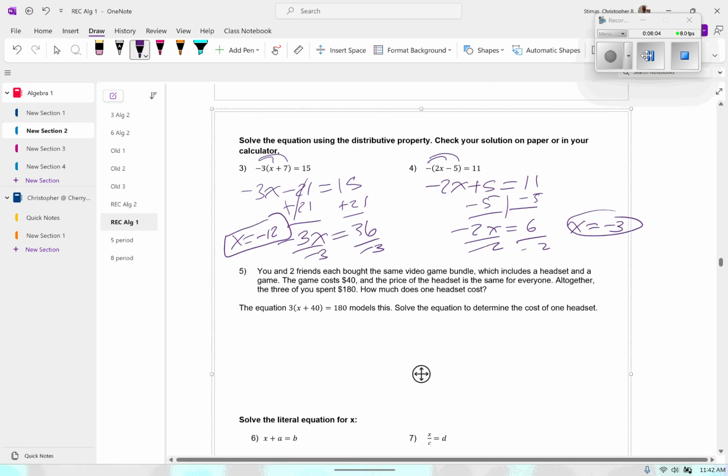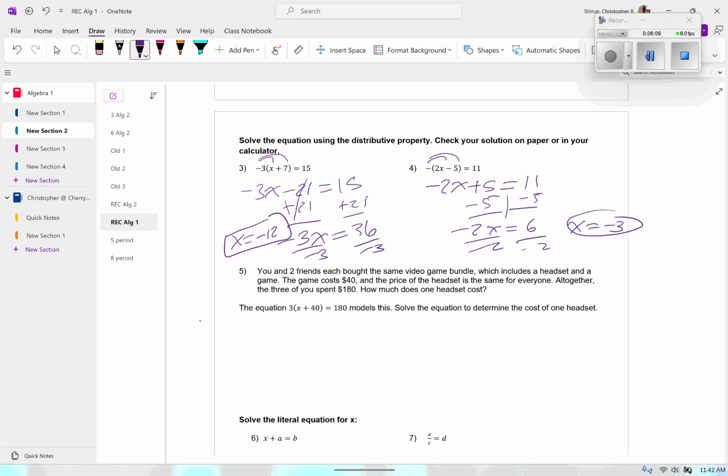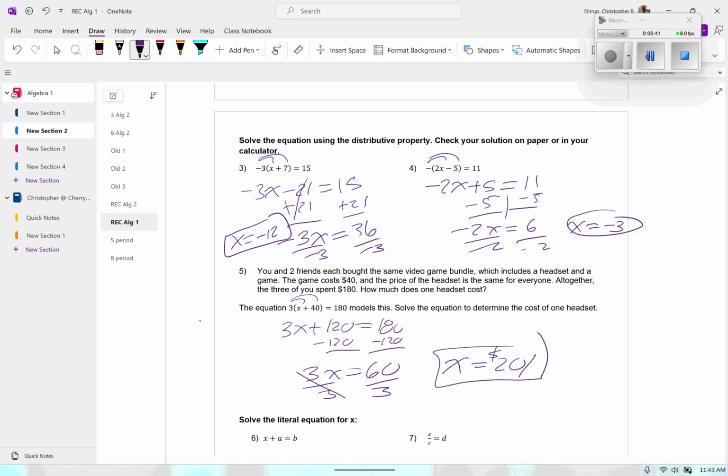It says you and 2 friends each bought the same video game bundle, which includes a headset and a game. The game costs $40. The price of the headset is the same for everyone, although the 3 of you spent $180. How much does each headset cost? So you bought the same game, so you're going to multiply that over. 3 times the quantity equals 180. Subtract 120 from both sides. So 3x is equal to 60. Divide each side by 3. So x is equal to 20. $20 per headset.